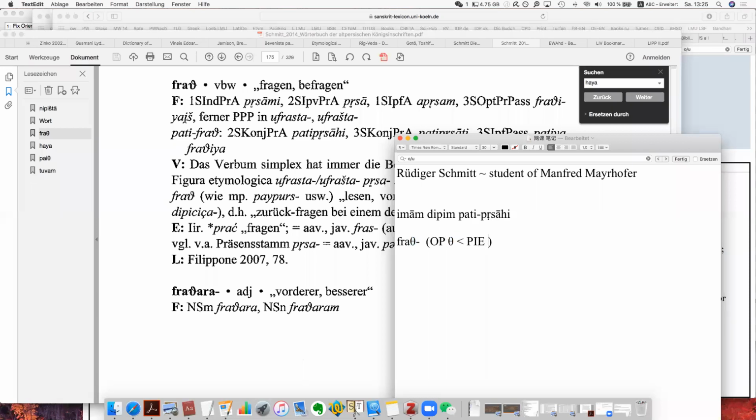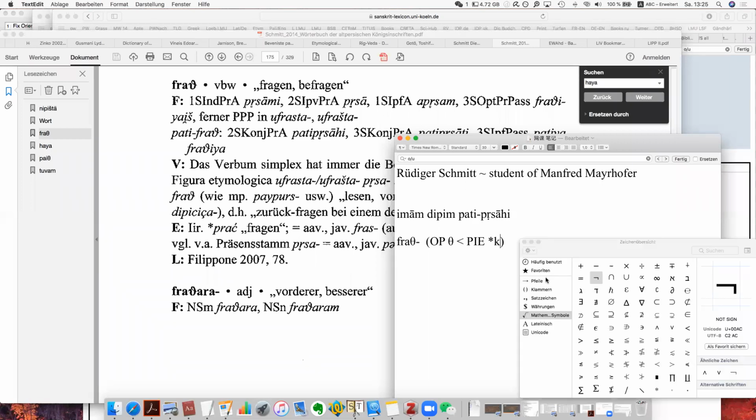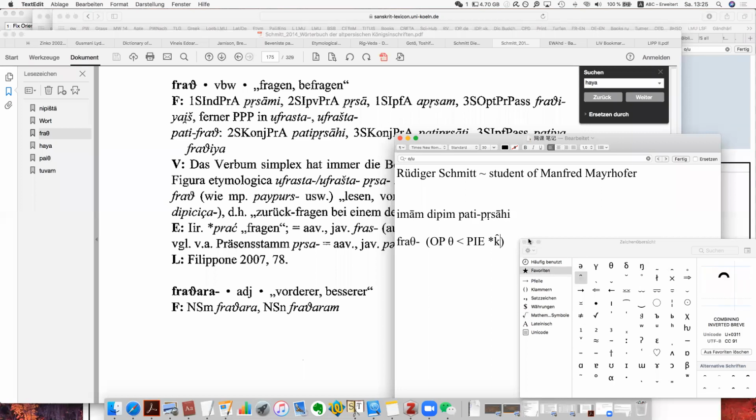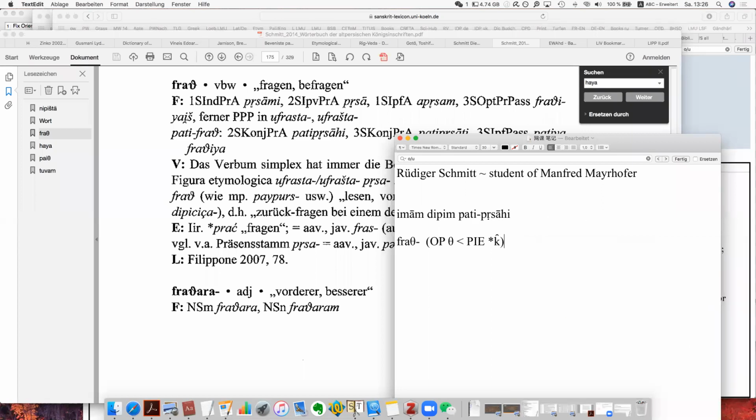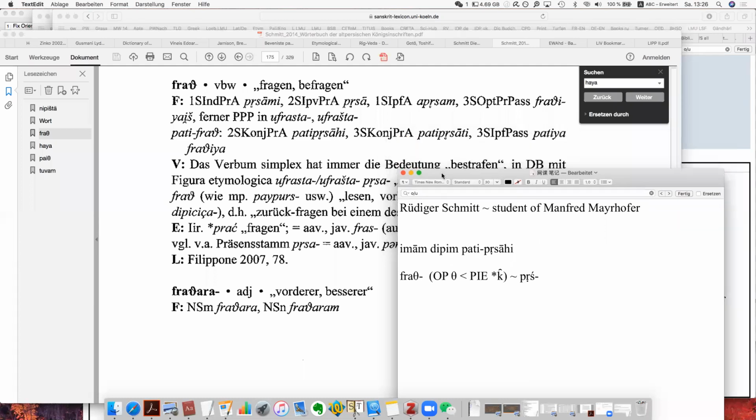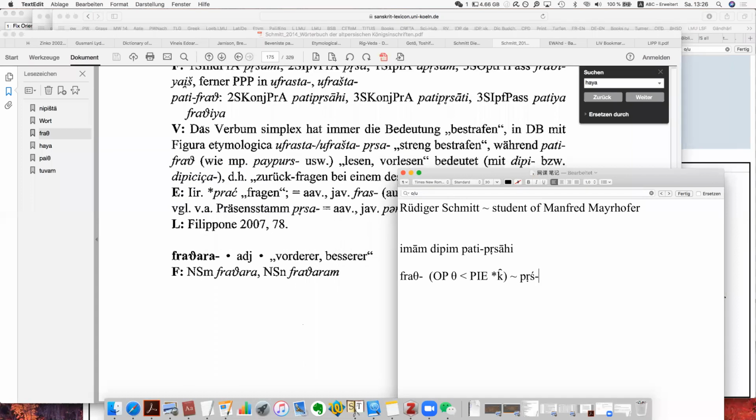comes from Proto-Indo-European k, or I probably should write it like this. So this is a sound change, and we know that it is connected with a Sanskrit root called prish, right? Prish. Okay. And then this is the original meaning, but if you check here, das Verbum simplex hat immer die Bedeutung bestrafen. In DB mit Figura etymologica, uflasta, ufrasta presa.